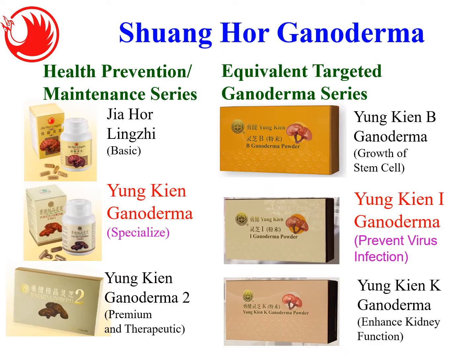Okay, so actually now we have more products. I term it the health prevention and maintenance series. That's how I call it. I call it basic. Yongken Ganoderma is a specialized type. Yongken Ganoderma 2 is a premium and therapeutic type. Okay, we now have equivalent targeted Ganoderma. There's a B, I, and K.